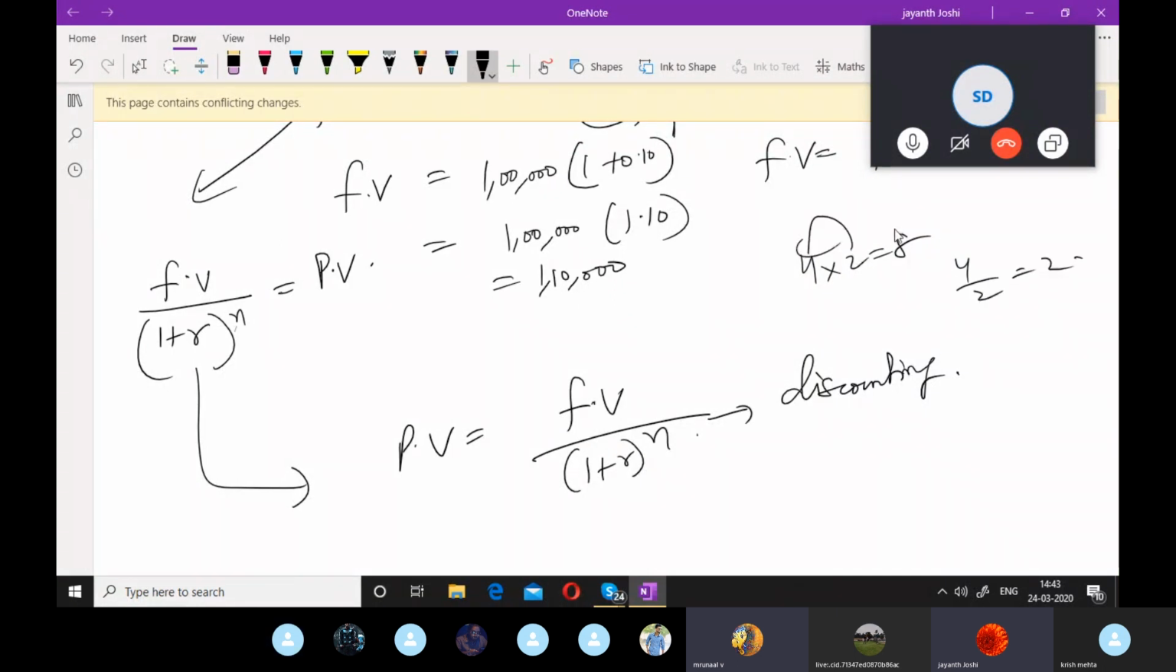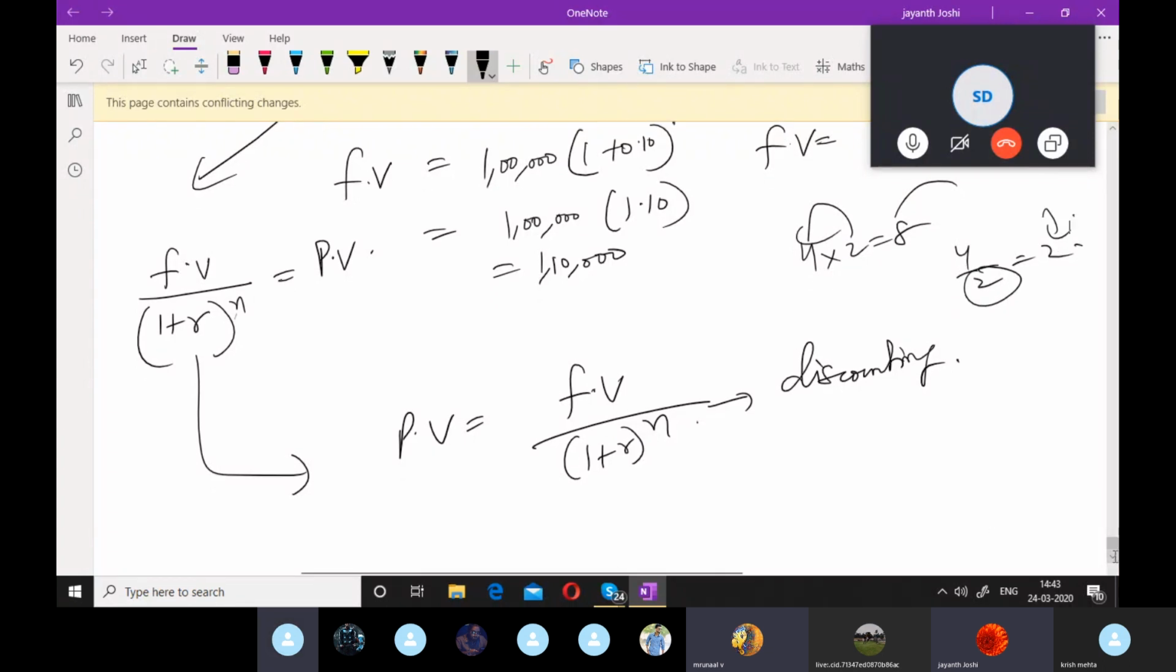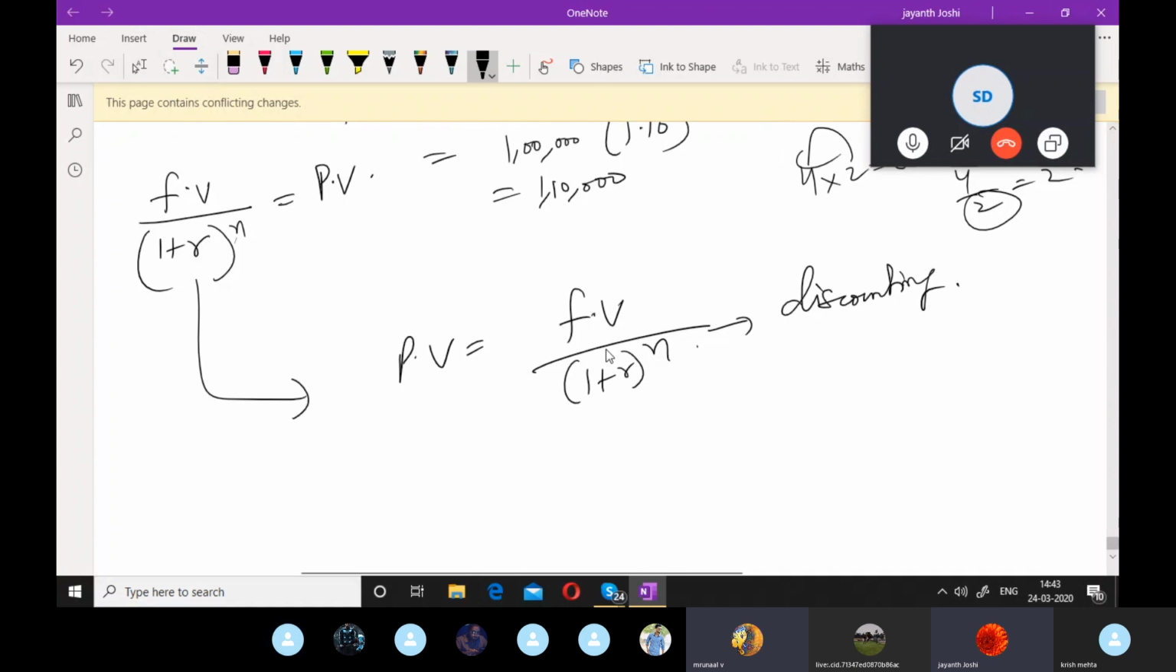So when you multiply 2 with 4, it becomes 8. When you divide 4 by 2, it becomes 2. So this you should understand. So present value, if you want to find out, then you need to discount your future value.